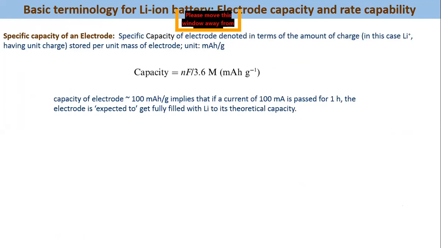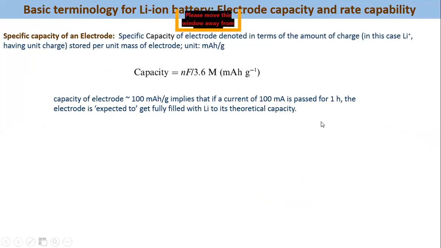Before going deep into understanding these electrode materials, we should know some basic terminology of electrode materials. First is, what is specific capacity? This is the formula using which we can calculate the specific capacity.